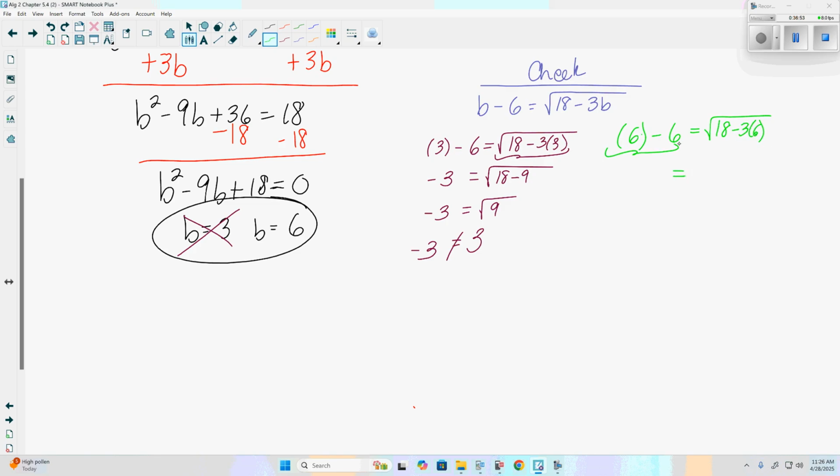Left-hand side is kind of nice here. 6 minus 6 is 0. On the right-hand side, 3 times 6 is 18. Well, 18 minus 18 is 0. Square root of 0 is 0, because 0 times 0 is 0. So even though we got 0 equals 0, that is still a true statement. So b is indeed 6.